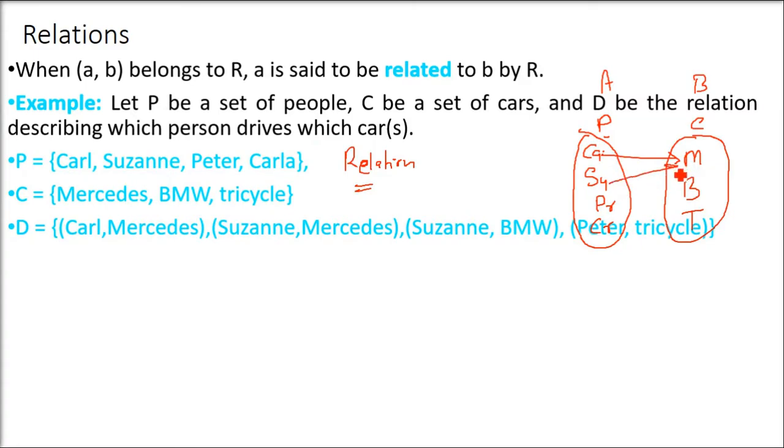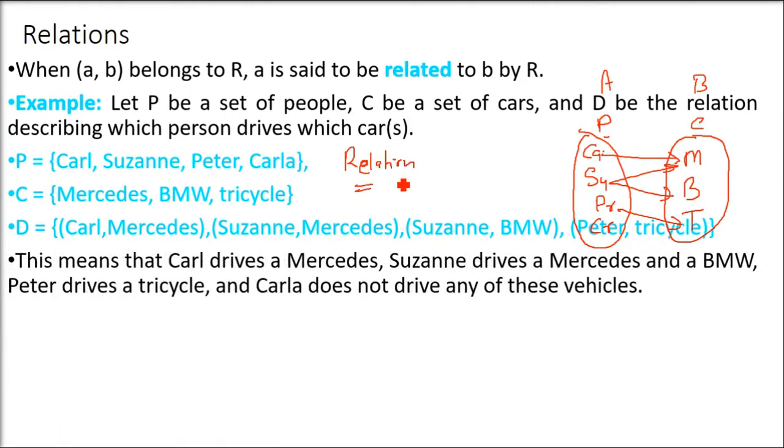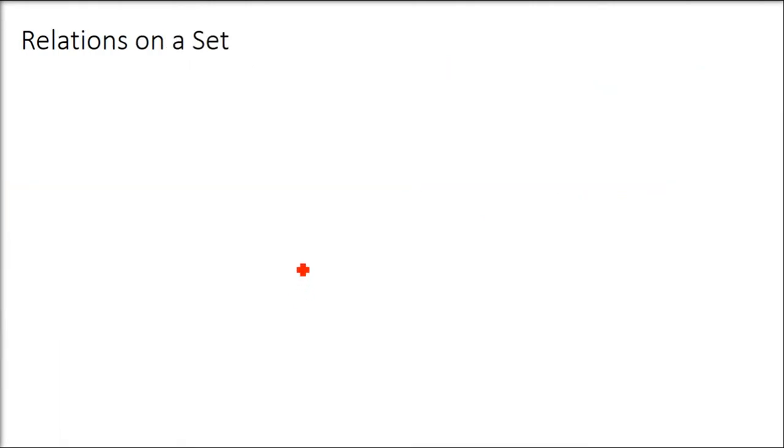Suzanne drives Mercedes as well as BMW. And Peter drives tricycle. Now you see, Carla is driving nothing. So this is a relation but not a function. I'll just talk about function.